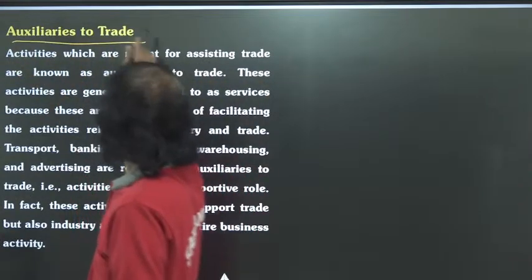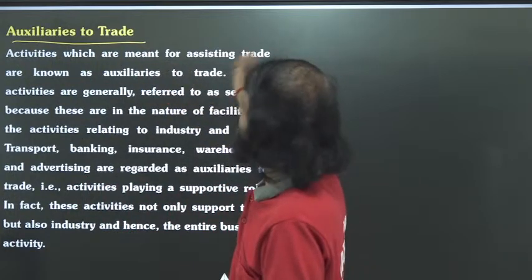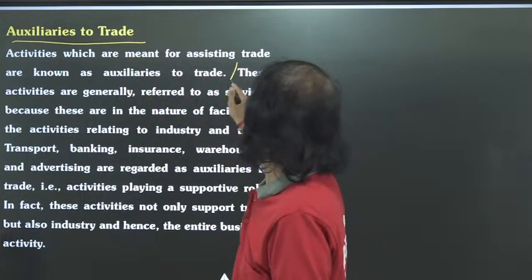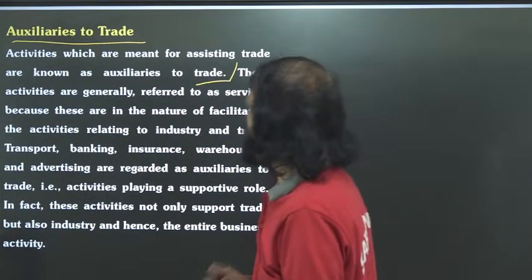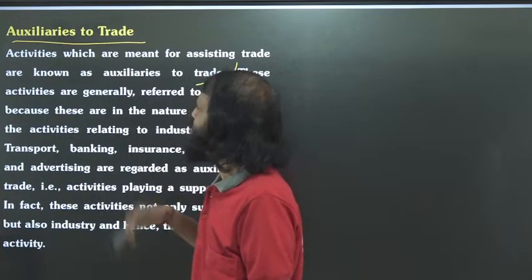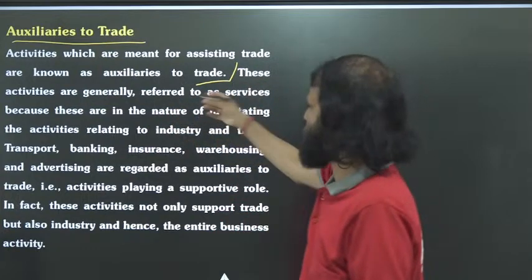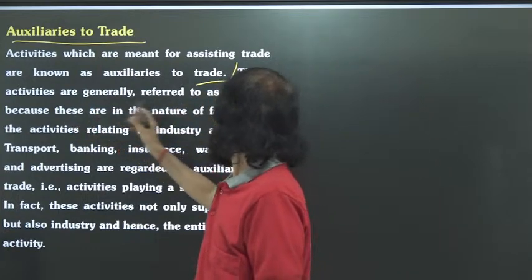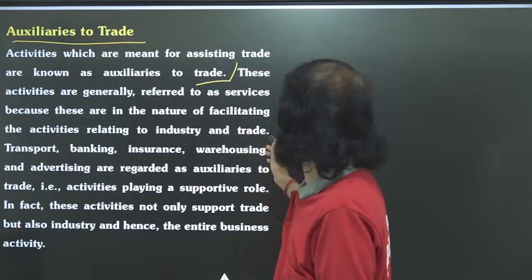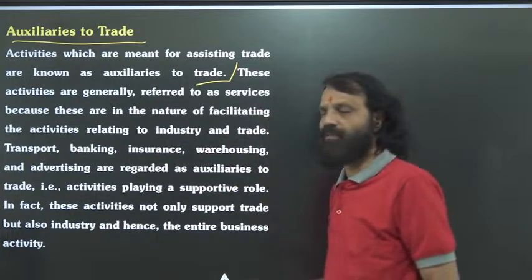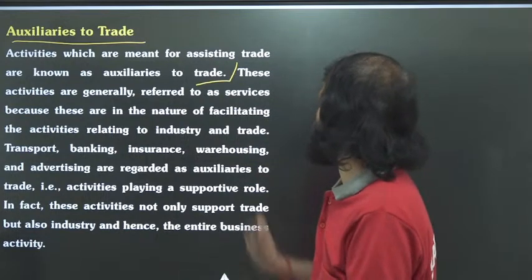What is auxiliaries? That is assisting. Activities which are meant for assisting trade are known as auxiliaries to trade. So many factors are accelerating the business. What is that, working as auxiliaries to trade, that we are going to study. These activities are generally referred to as services because these are in the nature of facilitating the activities relating to industry and trade. So they are assisting or supporting the trade.